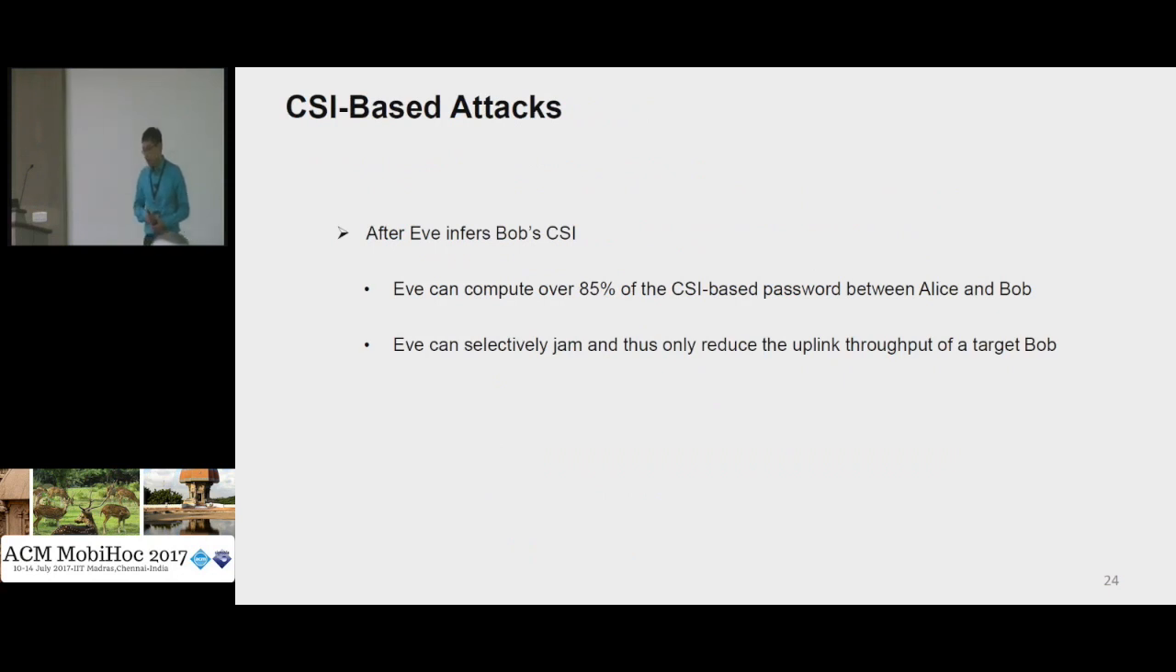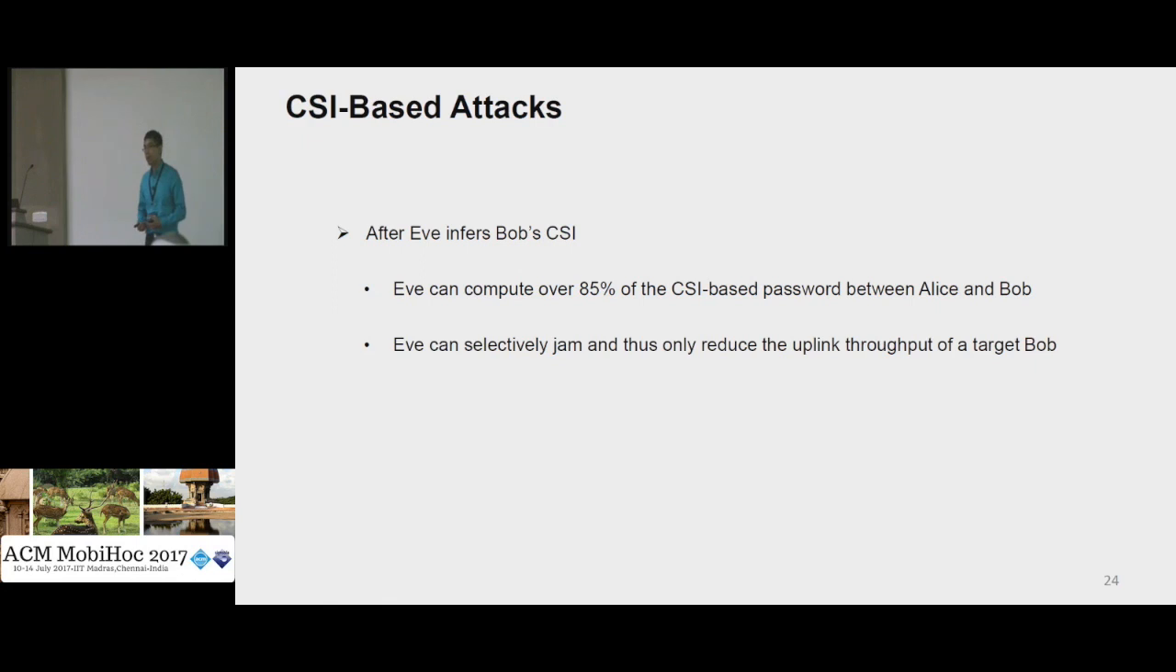So, in our paper, we actually have a more detailed experimental study of the CSIsnoop framework. We also studied that after Eve computes the CSI between Alice and Bob, Eve can further use this CSI to compute the CSI-based password between Alice and Bob. And our results show that Eve can now compute over 85% of the CSI-based password between Alice and Bob.